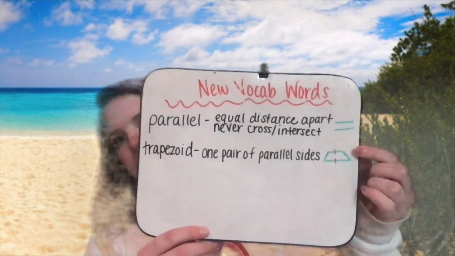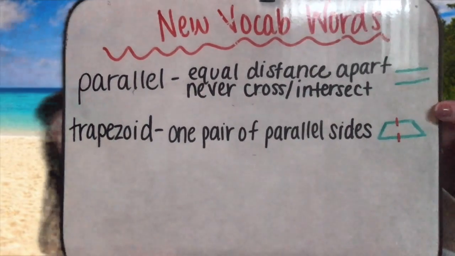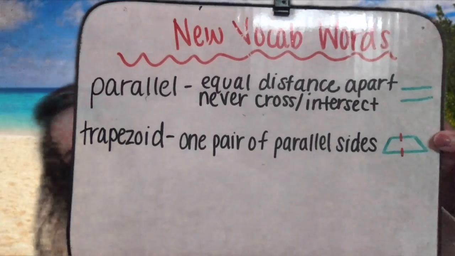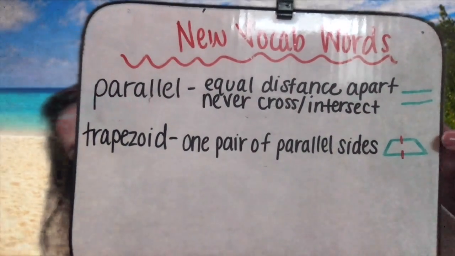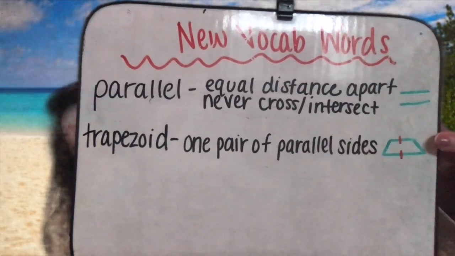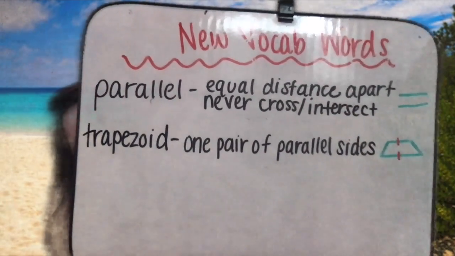I also drew my picture, and as you can see, I put little red lines on the top and the bottom. Those two red lines mean that is our pair of parallel sides. So the top and the bottom will never cross. If you look, the sides will eventually cross once we get far enough up, but these two will never cross.